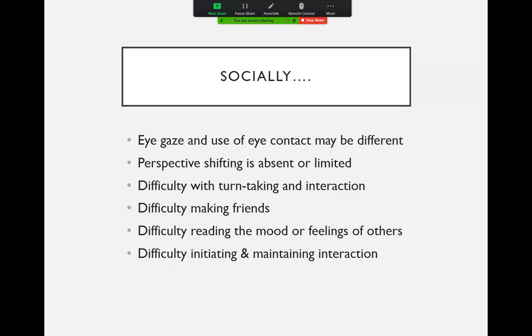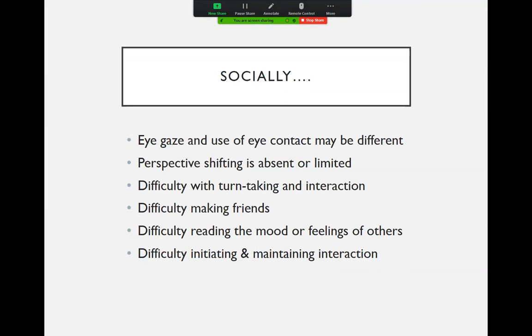Difficulty with turn taking, that's something we see in a lot of preschoolers. They don't understand that it's not your turn. If they want to do it, it's their turn and it's time to go. Difficulty making friends, difficulty reading the mood or feelings of others, which fall into that difficulty making friends. If you see somebody looking like they're in a bad mood, and you come over there having no idea that that's something they're feeling, and interact inappropriately for that situation, that's very difficult.